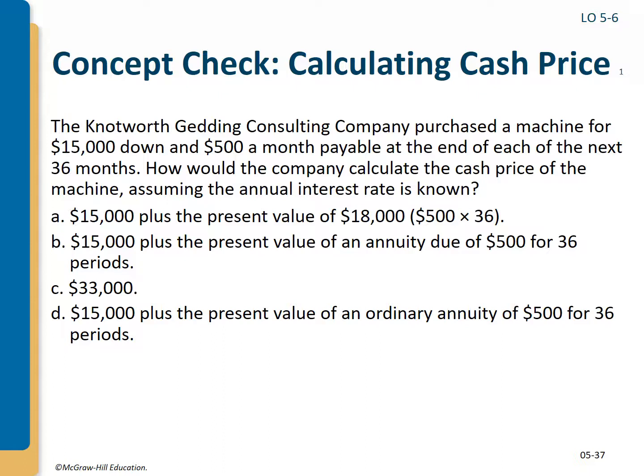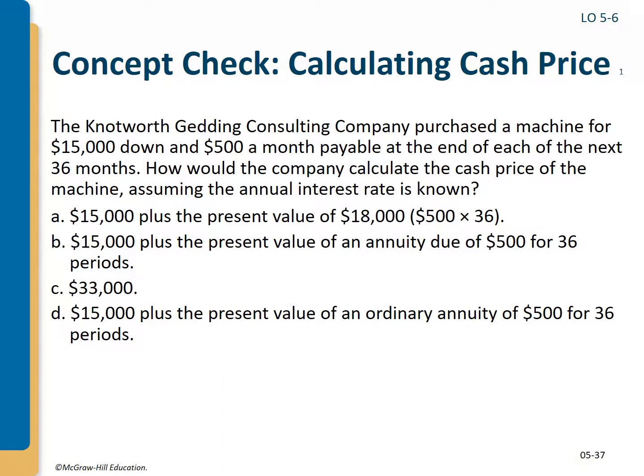Let's look at B. Annuity due. No, annuity due is when these $500 payments happen at the beginning of each month. They're not. They happen at the end of each month. So we're going to take the $15,000 cash payment plus the present value of an ordinary annuity of $500. That's our same cash flow that happens every month for 36 periods, because our periods equal the number of payments.